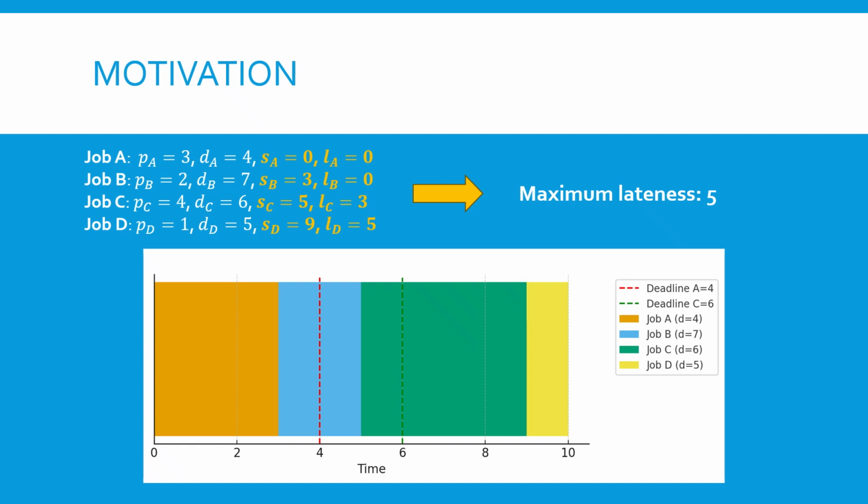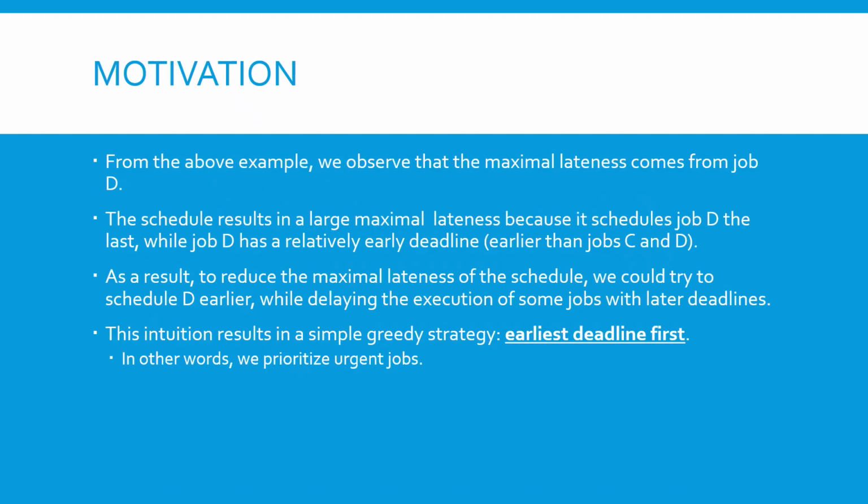Finally, we start job D at time 9, and it finishes at time 10. With a deadline DD equals 5, its lateness is 5. The maximal lateness in this schedule is therefore 5, which occurs for job D. From this example, we see that job D causes the maximal lateness because it is executed last, even though it has an earlier deadline than some other jobs.